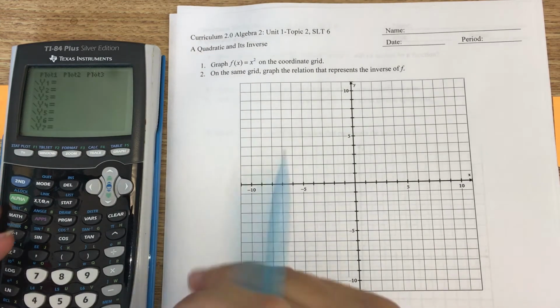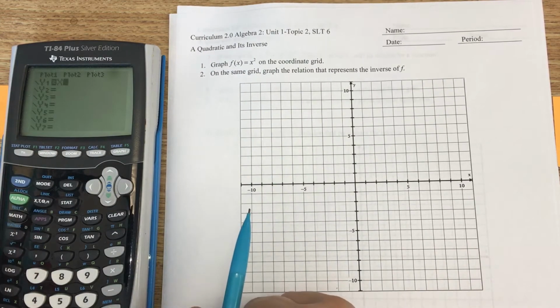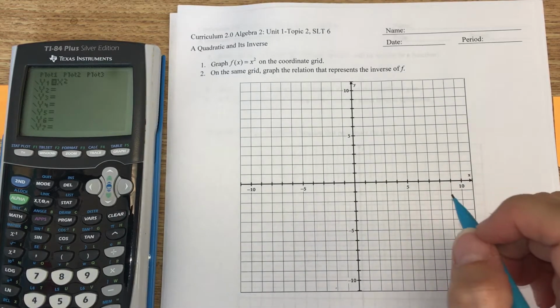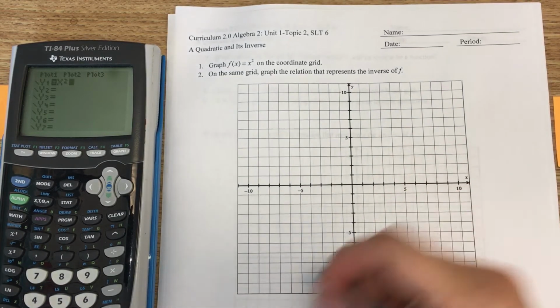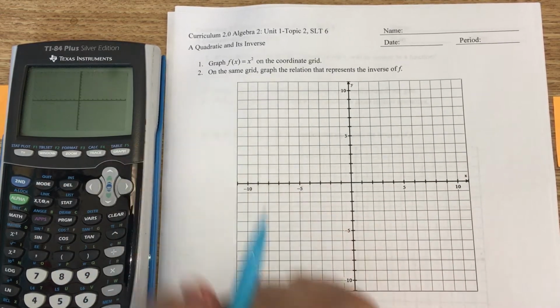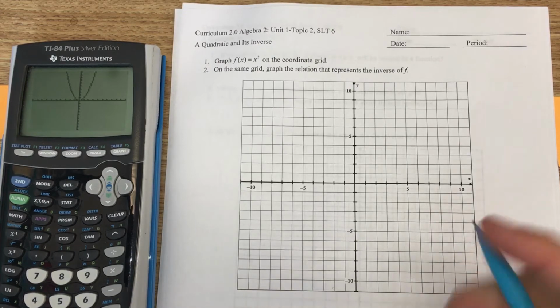So go ahead and in y equals, press x squared. And this is just a reminder that you can always pause the video if I'm going too fast for you and watch it again, or pause it so that you can catch up. Now after you type in x squared, you're going to press graph and you'll see there's our parent function.